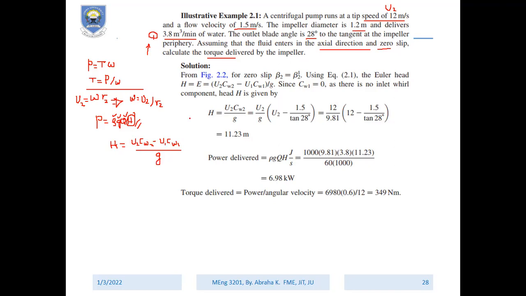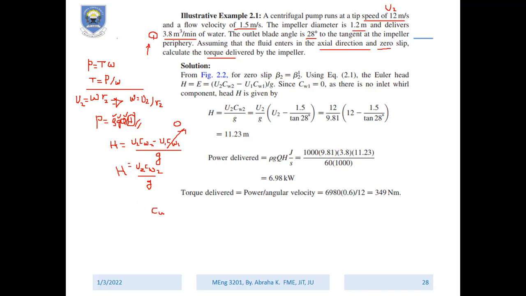Since we have completely axial inlet or radial, we don't have the tangential or the whirl component, so we eliminate this and the head remains U2 CW2 over G. We get the head using this equation, but now we don't have CW2.